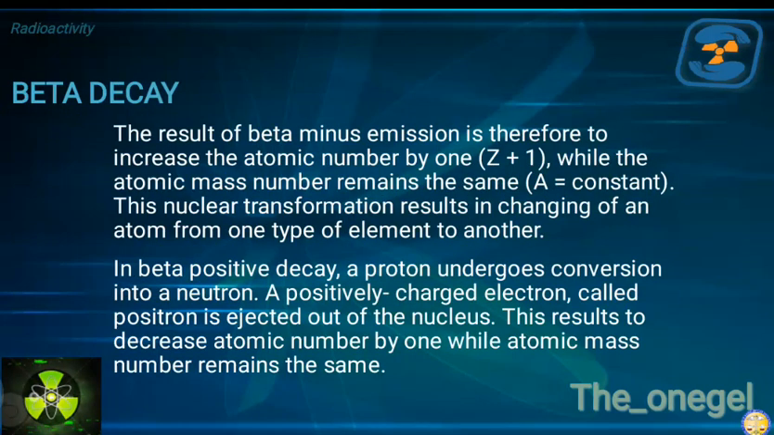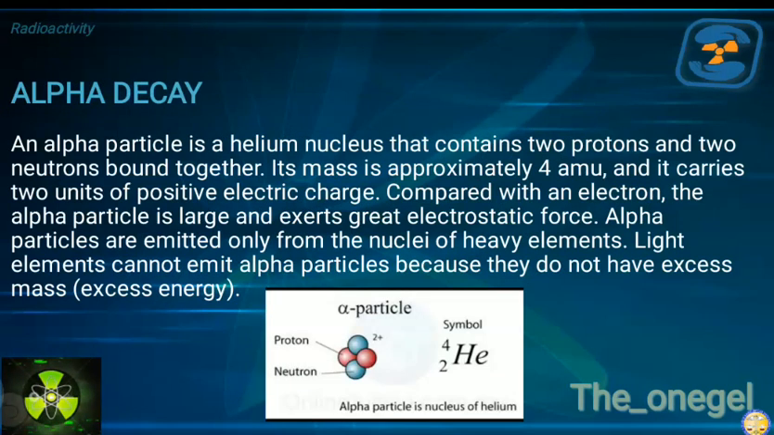An alpha particle is a helium nucleus that contains 2 protons and 2 neutrons bound together. Pwedeng stop ko lang muna. Ito yung example ng alpha particle. Yung red dito indicates proton and the blue indicates neutron. So, si alpha particle, meron siyang 2 proton at saka 2 neutron, which is similar to helium nucleus.